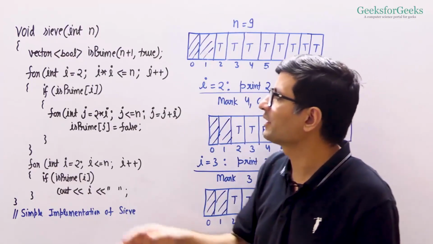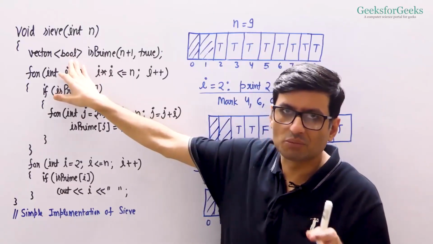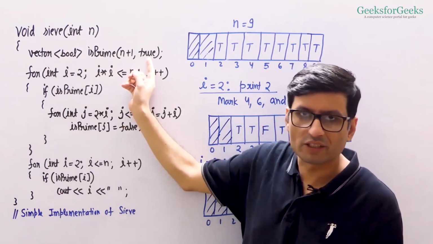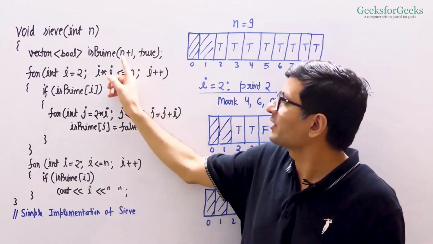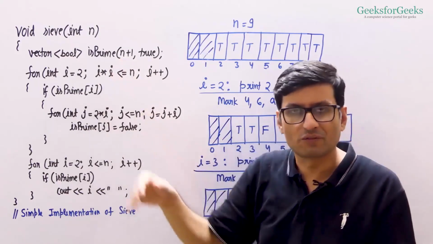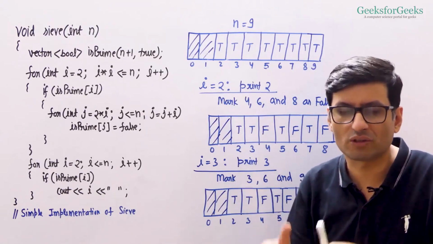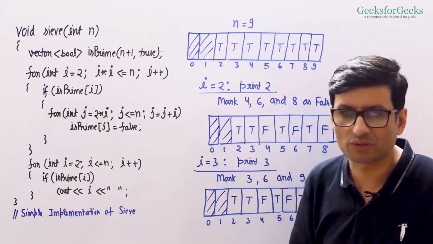What this function does, it first creates a Boolean array, right? We're creating a Boolean vector, and all the values in this vector are initialized as true. And the size of this vector is n plus 1. See, if you're programming in Java, you can create a Boolean array and then you can use the Arrays.fill function to fill all the values as true.